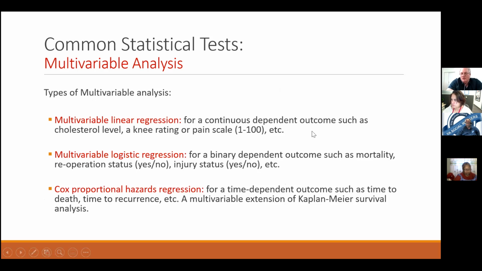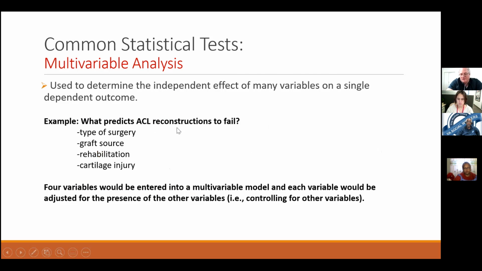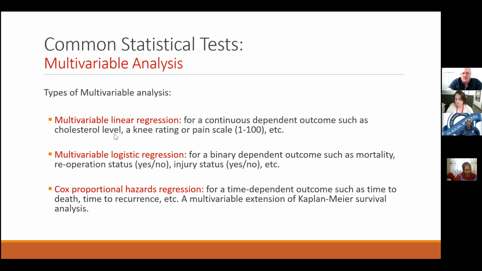So if your outcome is a continuous outcome, like a pain scale that goes from 1 to 100, or cholesterol level or blood pressure, multivariable linear regression is typically used. So if your outcome is continuous, that's the easiest way to remember it. You have a continuous outcome, and you want to look at many different predictors, you're going to use a multivariable linear regression. If your outcome is binary, which we actually just had in the previous example, does your ACL reconstruction fail, yes or no? It's a binary outcome. You would use something called multivariable logistic regression.